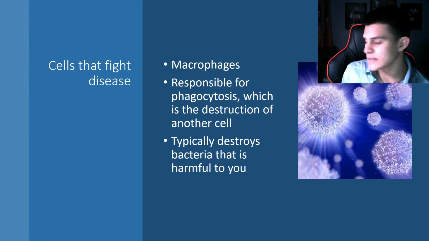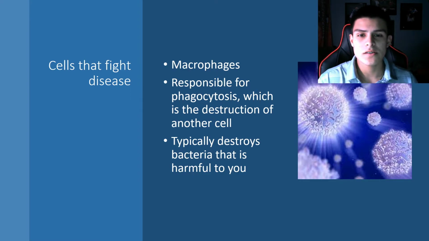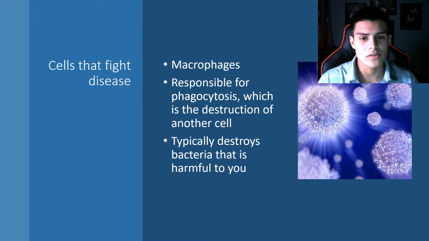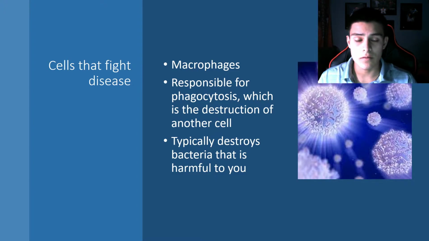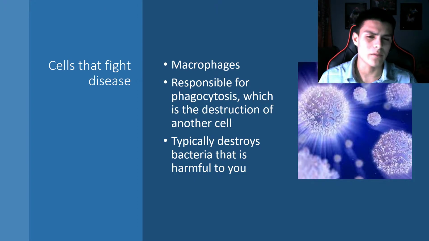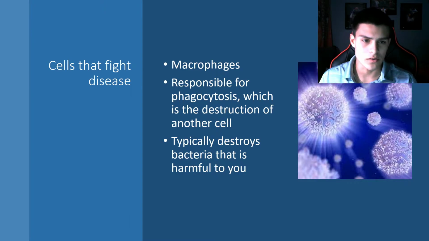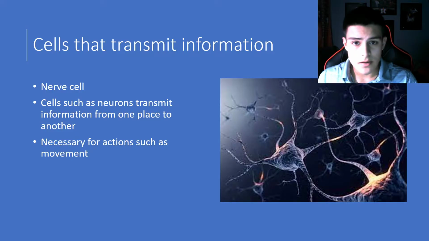Cells that fight disease. We have macrophages, which are responsible for phagocytosis, which is the destruction of another cell. Typically it destroys bacteria that is harmful to you, and other kind of random things that are just floating around. They just kind of get rid of it, keep everything clean. And to the right is what I thought was a pretty cool picture of white blood cells, which are macrophages.